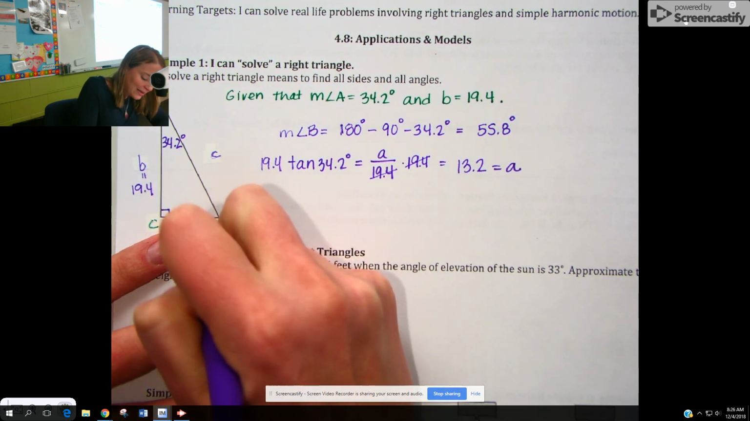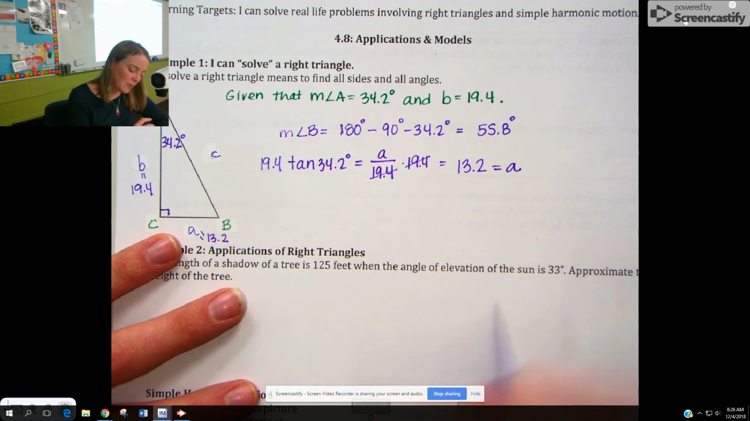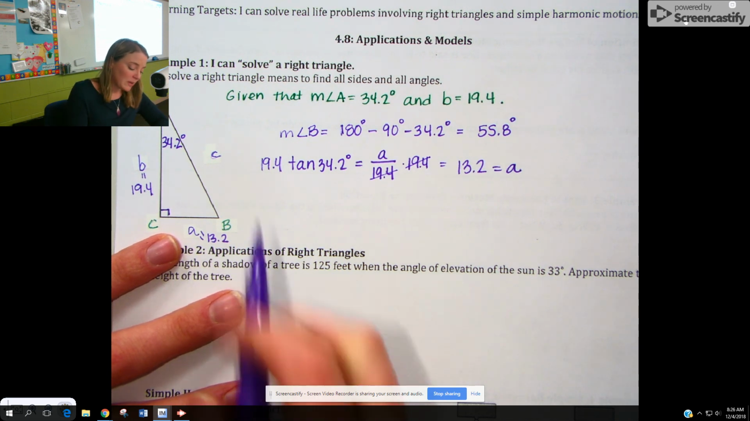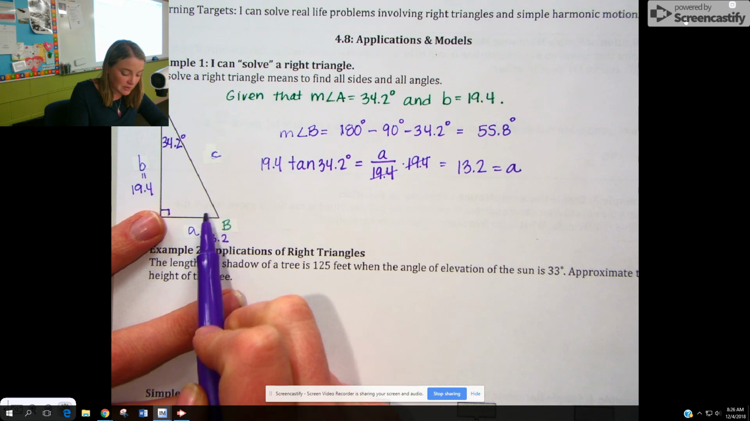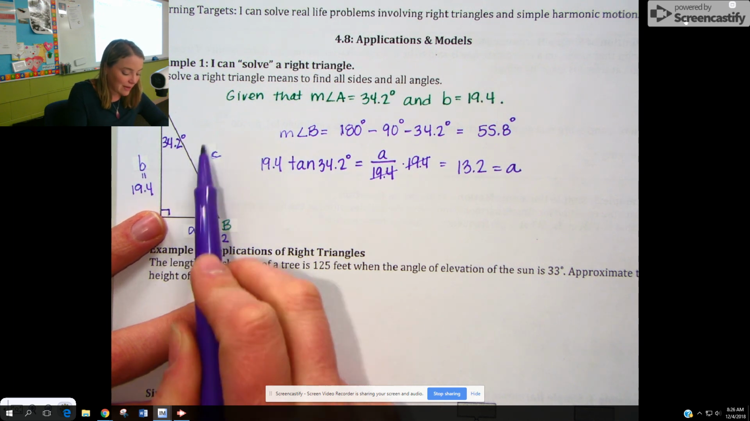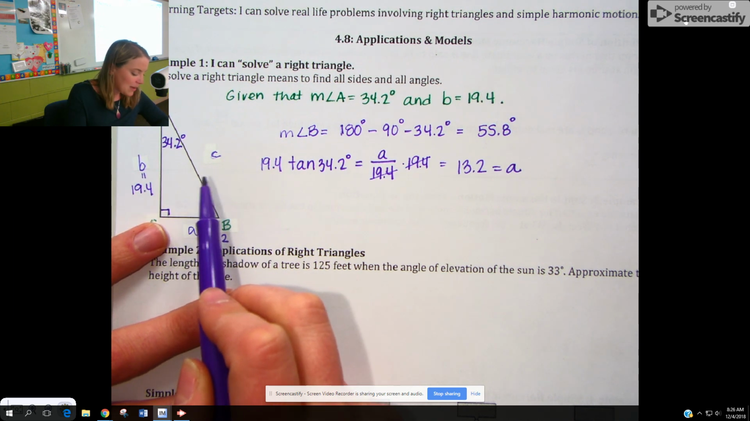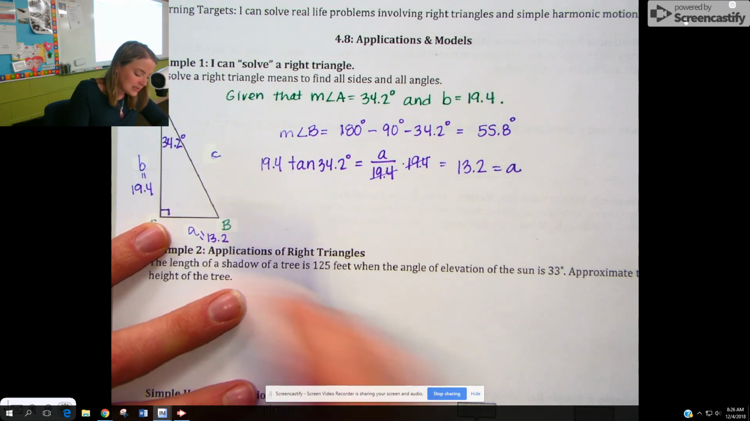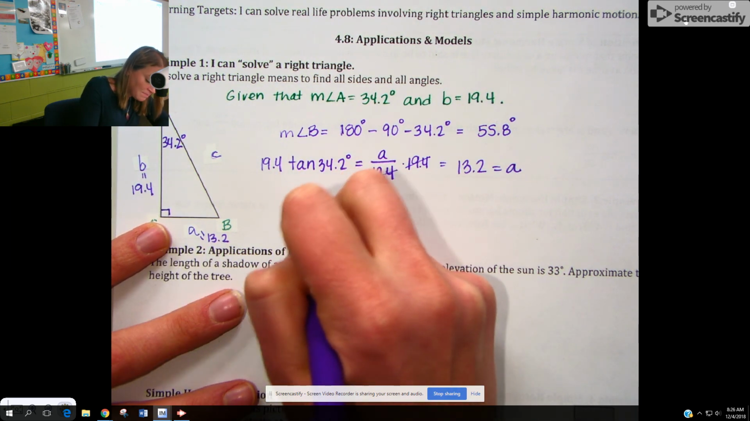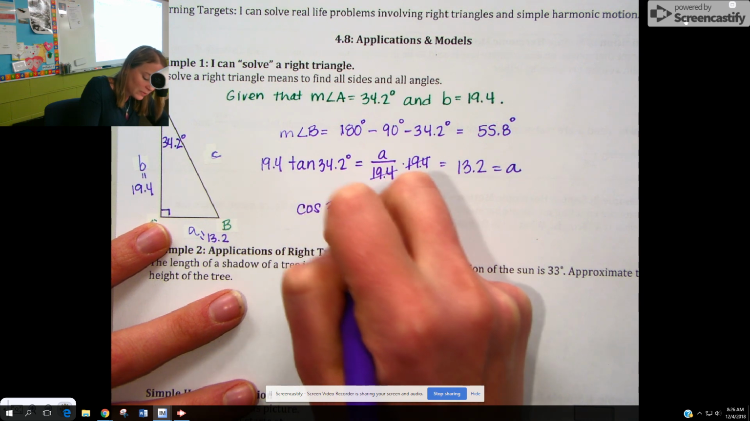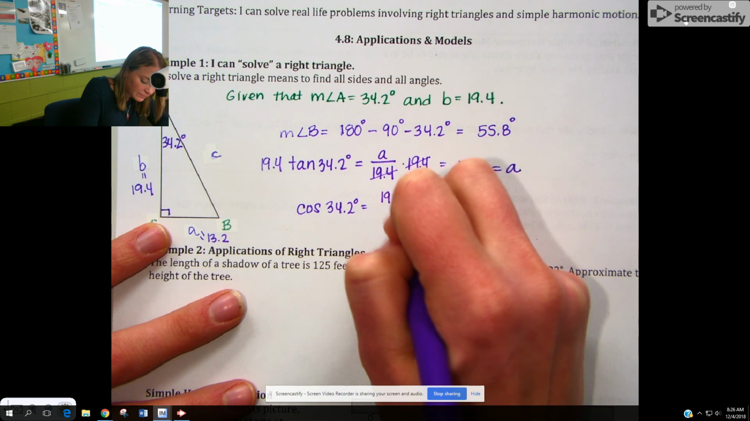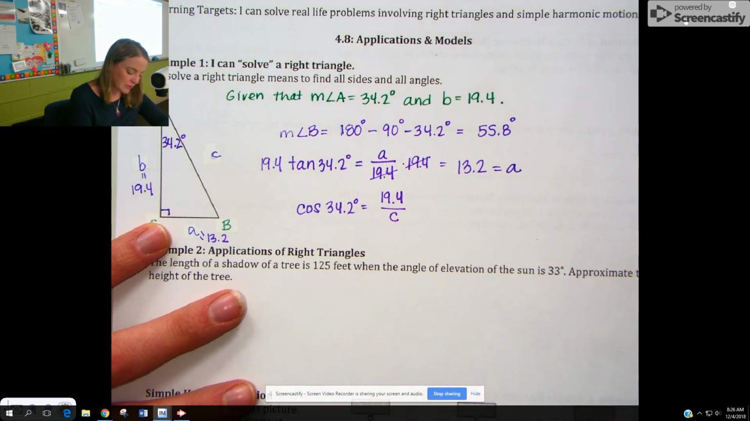If I know a is 13.2, there are so many different options now for calculating c. You could use Pythagorean theorem, you could use another trig function. You really have 2 other acute angles to use, so any trig function that involved the hypotenuse would be useful. Again, I chose to work with 34.2 and the known value, so I set mine up as the cosine of 34.2, and that would be the adjacent over the hypotenuse.